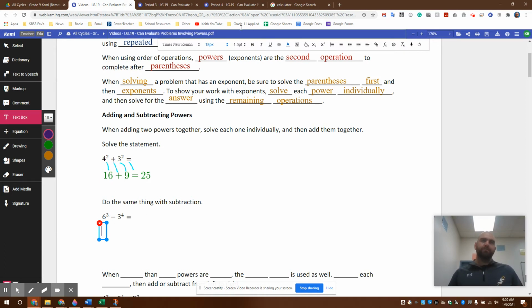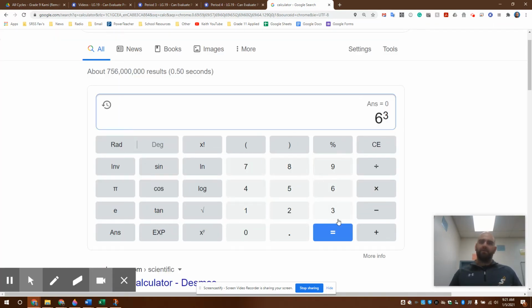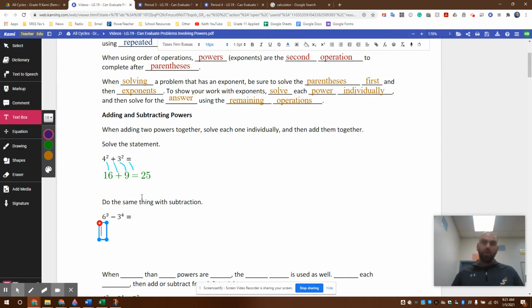6 cubed. If we do that on the calculator here, 6 to the power of 3 is 216. So this is going to be the same as 216.